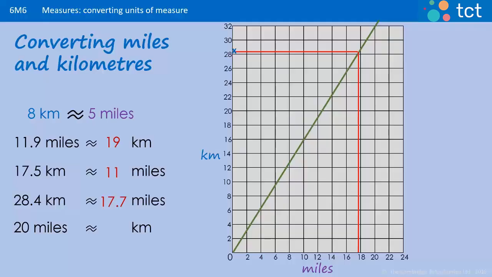Finally, nice easy one, 20 miles. Take that all the way up, and that takes you across to about 32 kilometres. With approximations, you're always allowed to go a little bit below or a little bit above, so don't worry if your answers aren't exactly the same as mine. As long as they're close, that's absolutely fine.